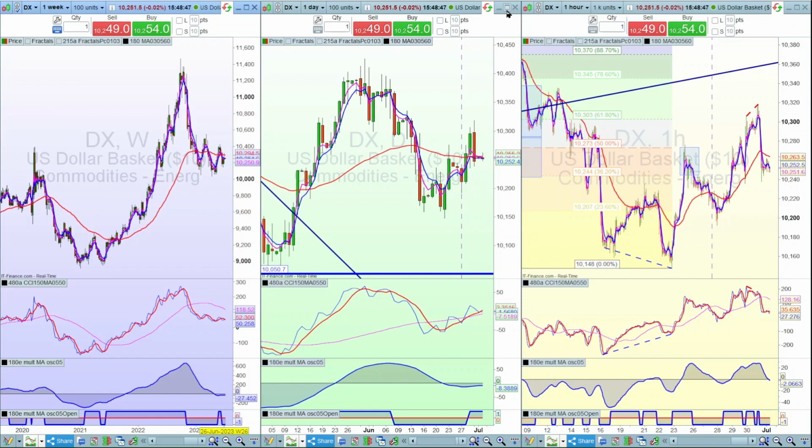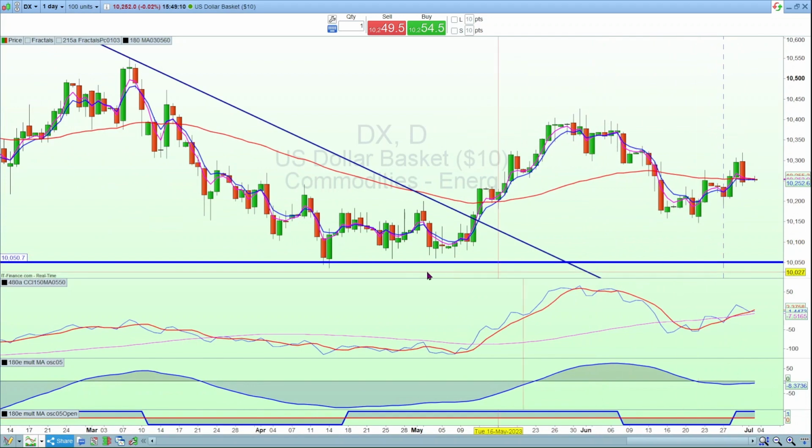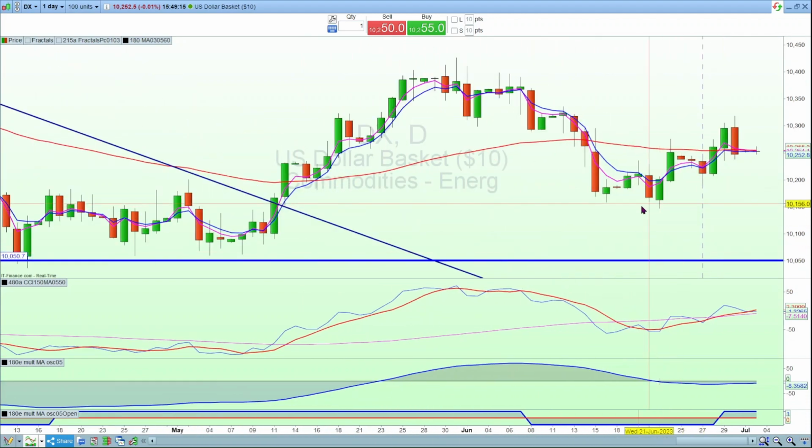On the daily, likewise, it's giving us a bullish signal. You see there the oscillator is turning up, likewise the CCI and our moving averages. Now it was approaching this key support area at 10.050 after bouncing off it a few times back in end of April, early May, and it's making some further retrace back to this range here on the daily chart.